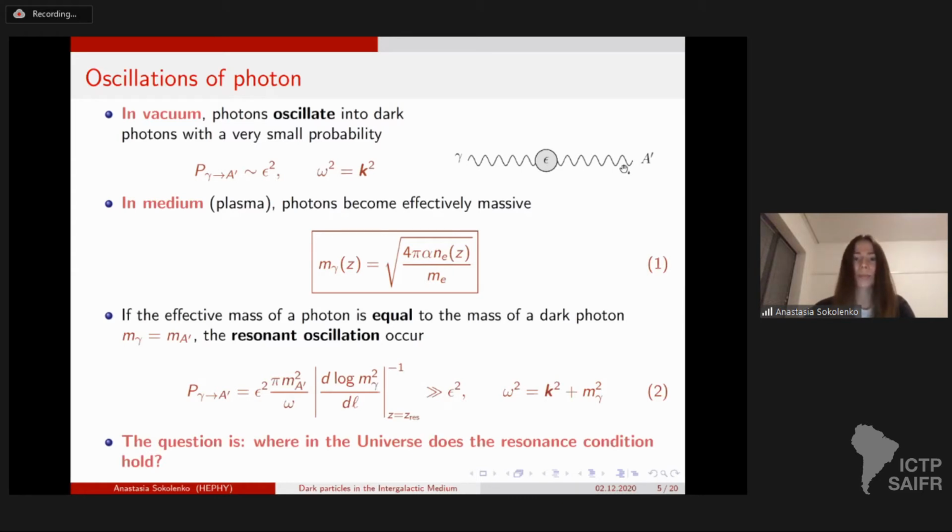But in a medium, one interesting effect happens: in a medium, we don't have a massless photon. In a medium, the photon becomes effectively massive, and its mass is proportional to the square root of the electron number density, or of the charged particles. It could happen that if the mass of the dark photon is equal to the mass of the ordinary photon, then you enter a resonance regime, and this probability of conversion becomes much larger than the coupling constant. So it's called resonance conversion or resonance oscillations.